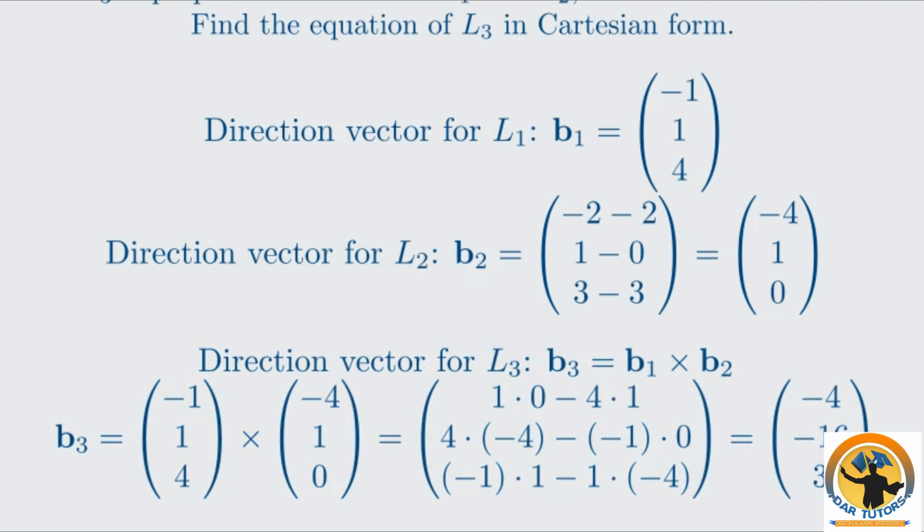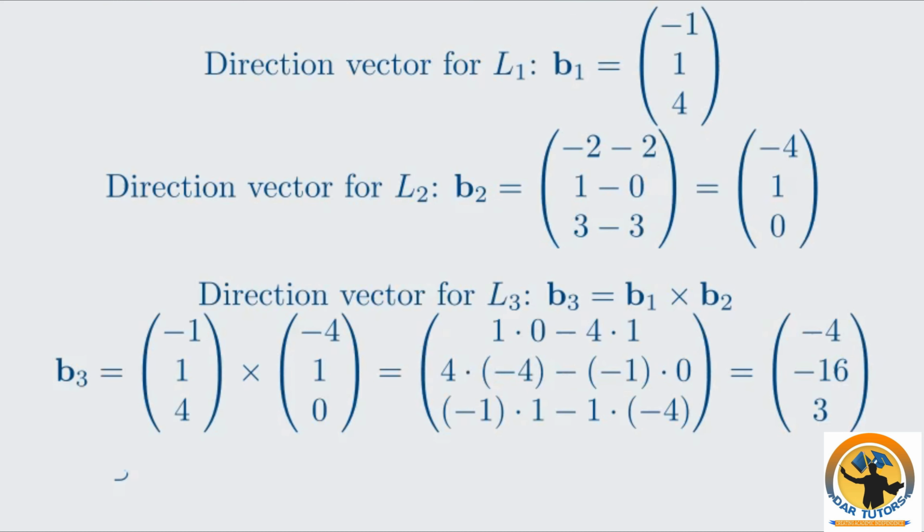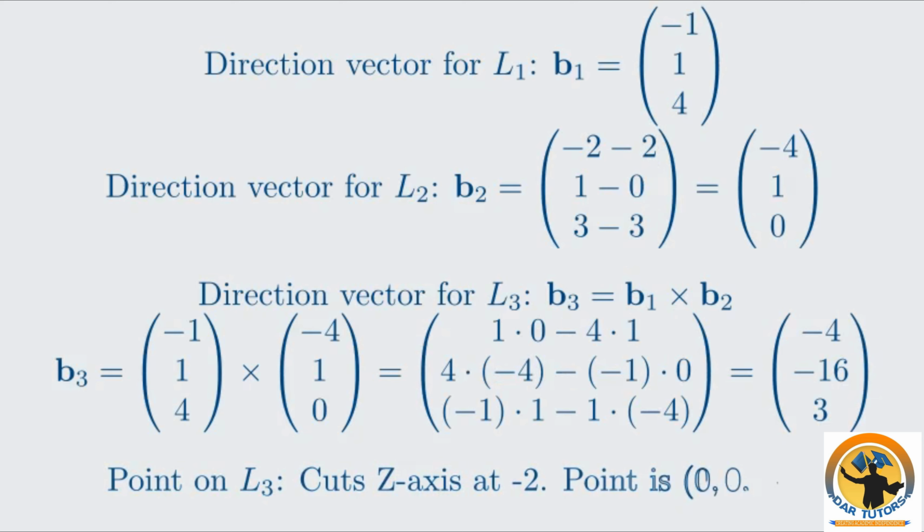Next, we need a point on L3. We are told it cuts the z-axis at minus 2. Any point on the z-axis has x and y coordinates of 0. So the point is (0, 0, -2). This is our position vector, A, for L3. Now we have a point and a direction vector for L3.